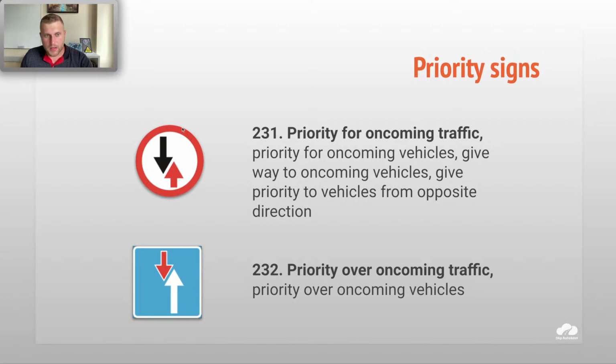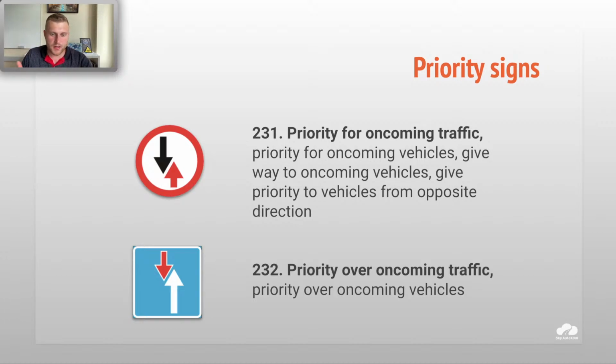This one means that if you see the sign in front of you, you don't have priority. Oncoming traffic has priority. So the red one means no priority, and the black one has priority in that case. Otherwise, you have priority, because the white arrow is yours and the red one is oncoming. It means the oncoming direction does not have priority in that case.